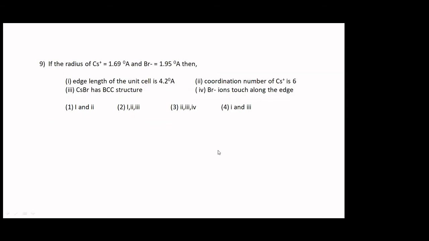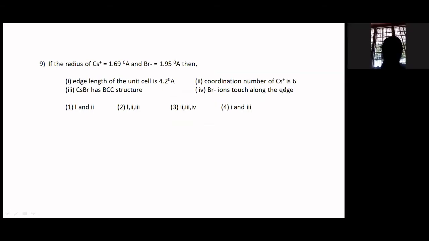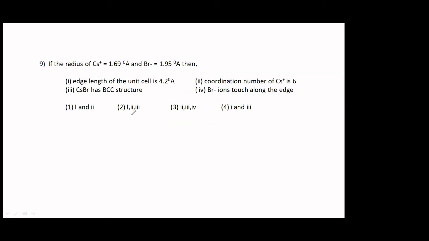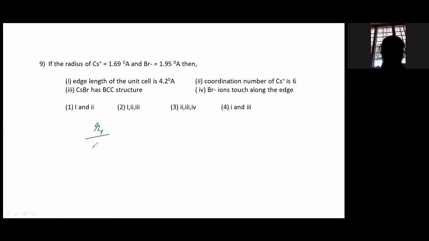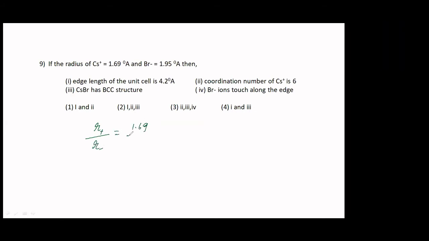If the radius of Cs plus is 169 and that of Br minus is 1.95, then edge length is 4.2 angstrom. Then coordination number of Cs is 6. CsBr has a BCC structure. Br minus ions touch along the edge. Okay, what you are supposed to do first of all, find the radius ratio. r plus divided by r minus, equal to 1.69 upon 1.95. How much you will be getting here?